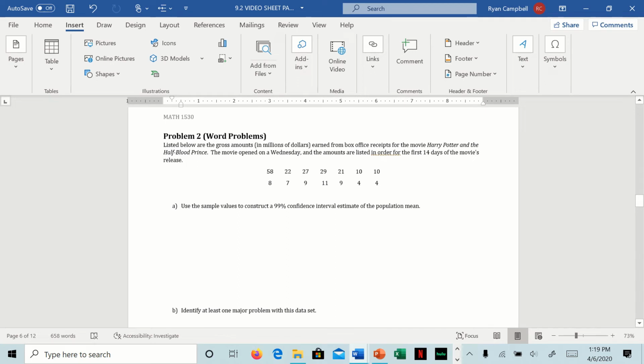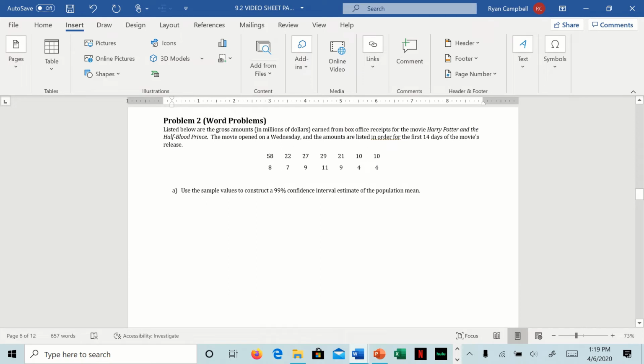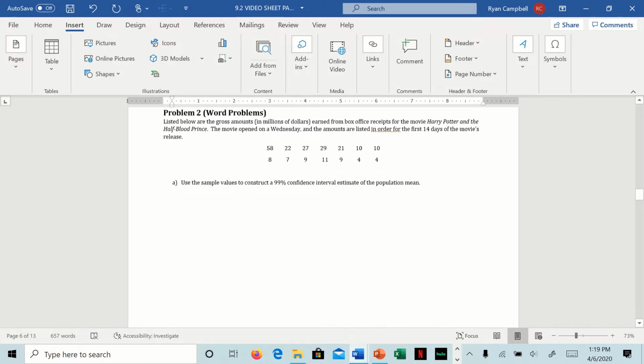Problem number 2. Listed below are the gross amounts in millions of dollars earned from box office receipts from Harry Potter and the Half-Blood Prince. The movie opened on a Wednesday, and the amounts are in order for the first 14 days of the movie's release. Use the sample values to construct a 99% confidence interval estimate of the population mean. All right, so it says mean, so we know we're going to do a t-interval.